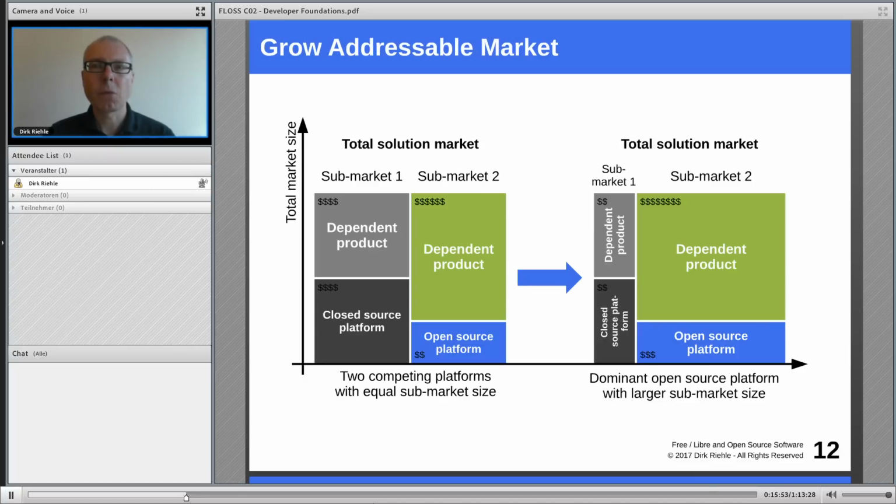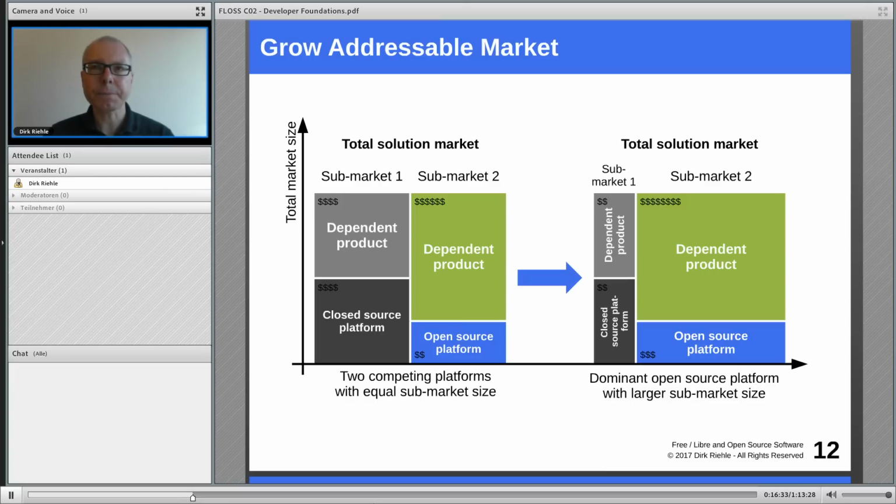And finally, also if your dependent product builds on an open source platform and by way of an open source foundation you make that open source platform better and richer, and it gets more traction with customers in their data centers, it means that more customers are based on the open source rather than the closed source platform, and thereby the addressable market, meaning the number of customers you can sell to, gets larger too.